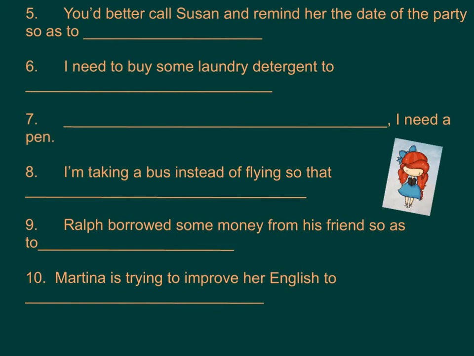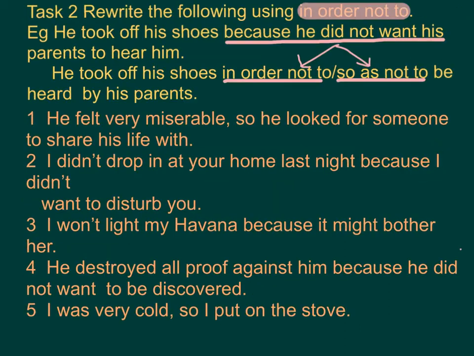你係咪寫咗唔同嘅答案呢？嗱，你可以試下問下你嘅老師，睇下係啱唔啱嘅。Task 3. Rewrite the following using in order not to. For example, he took off his shoes because he did not want his parents to hear him. Answer. He took off his shoes in order not to, or so as not to be heard by his parents. Number 1. He felt very miserable, so he looked for someone to share his life with. Number 2. I didn't drop in at your home last night because I didn't want to disturb you. Number 3. I won't light my Havana because it might bother her.